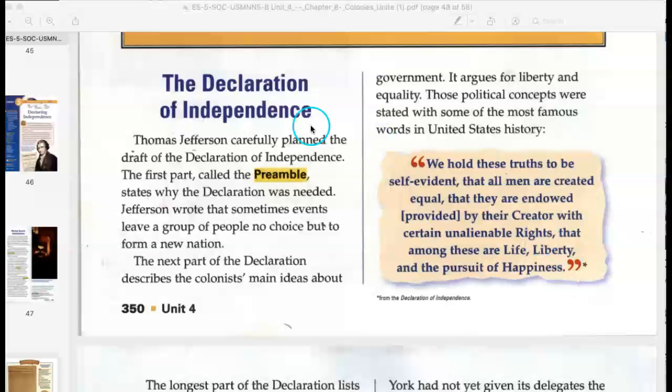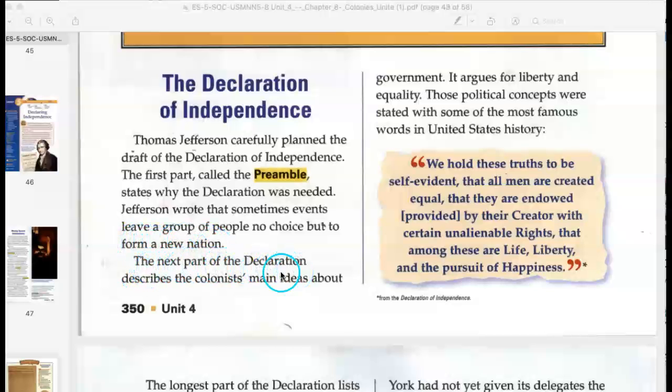Thomas Jefferson. Set up your notes. Thomas Jefferson carefully planned the draft of the Declaration of Independence. The first part, called the preamble, states why the Declaration was needed. Jefferson wrote that sometimes events leave a group of people no choice but to form a new nation.